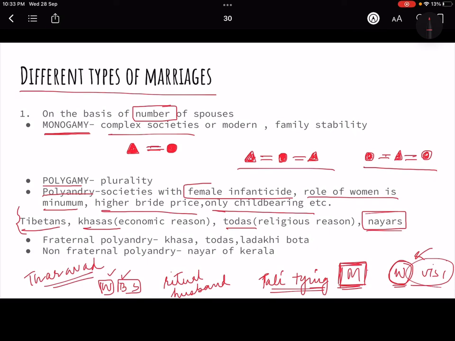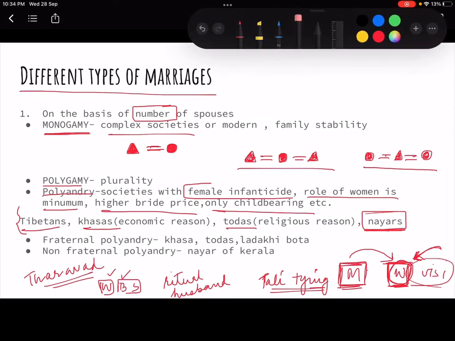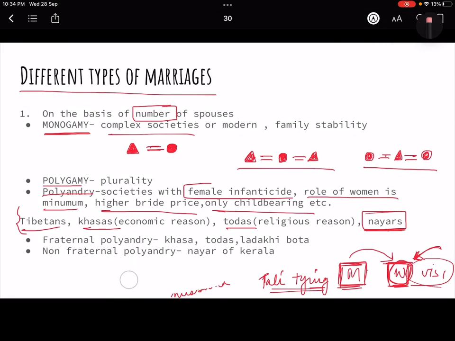And if ever this female has a child, the fatherhood will go to the ritual husband, right? So this is how Nayars operate, and obviously if the man is out and the female has multiple visiting husbands, it is also a kind of polyandry only, right? So polyandry can further be divided into two, that is fraternal and non-fraternal.